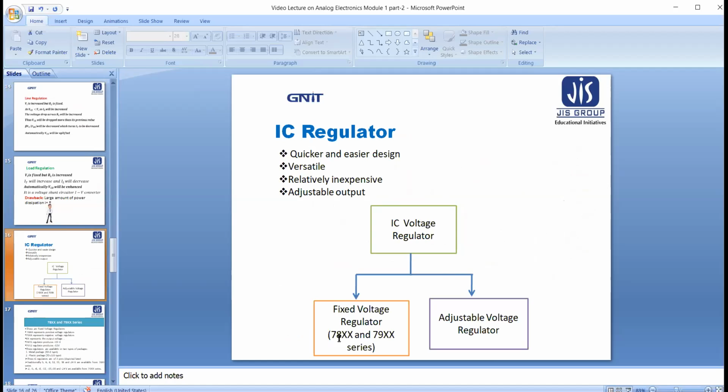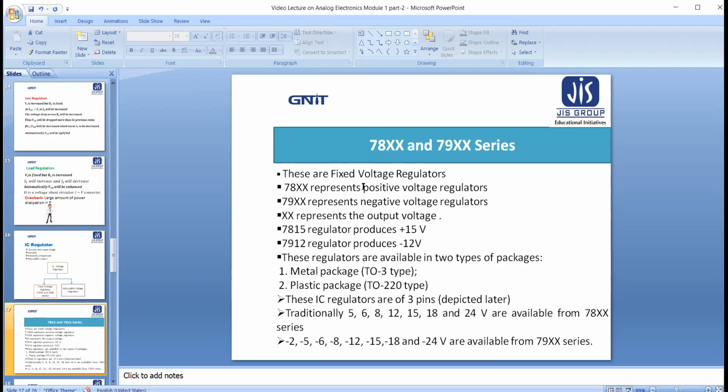It is of two types. One is the fixed voltage regulator, 78XX and 79XX series, and also the adjustable voltage regulator. In our syllabus we will focus on the 78XX and 79XX series. Now what are the features? 78 and 79XX are fixed voltage regulators, meaning they will always produce some fixed voltage across the load. 78 stands for the positive voltage regulator, 79 stands for the negative voltage regulator, and XX stands for the output voltage coming across the load.